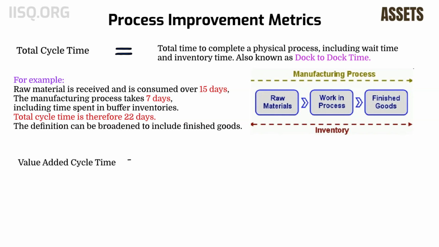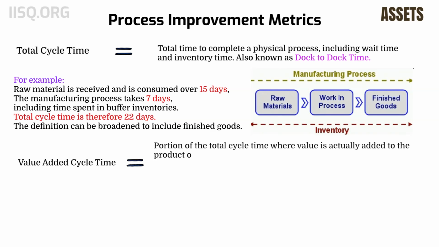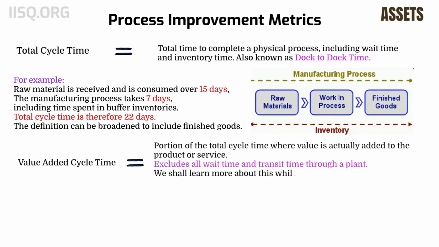The next metric is value added cycle time. This is the portion of the total cycle time where value is actually added to the product or service. This excludes all wait time and transit time through a plant. We shall learn more about this while learning about value stream mapping, or VSM.